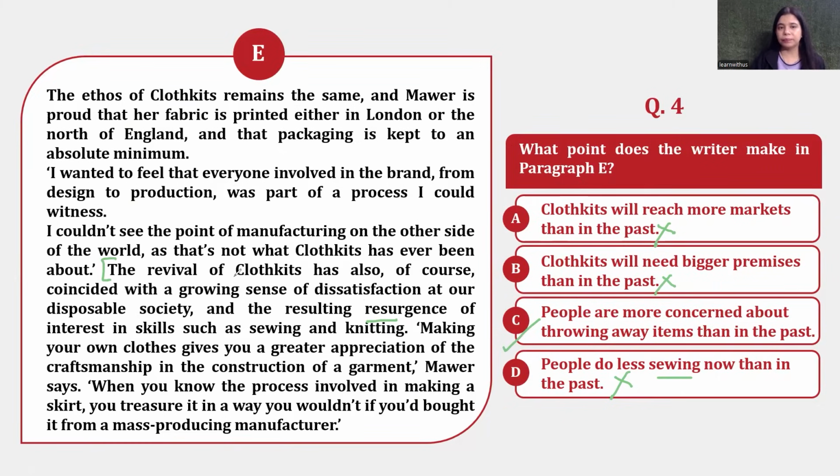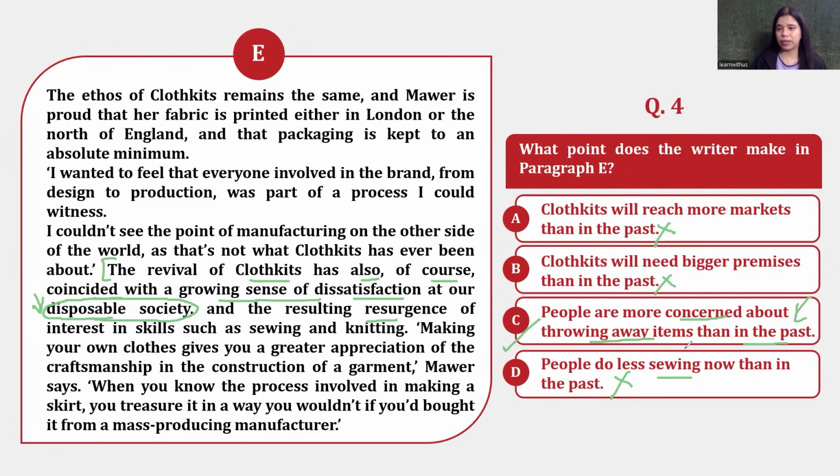So look here, it says the revival of cloth kits has also, of course, coincided with a growing sense of dissatisfaction at our disposable society. Disposable society means where we keep on buying things and keep on discarding the old stuff. That means people are getting dissatisfied from this culture of being a disposable society where they keep on buying new things and discarding old ones. This goes with C, which says people are more concerned about throwing away items than in the past.